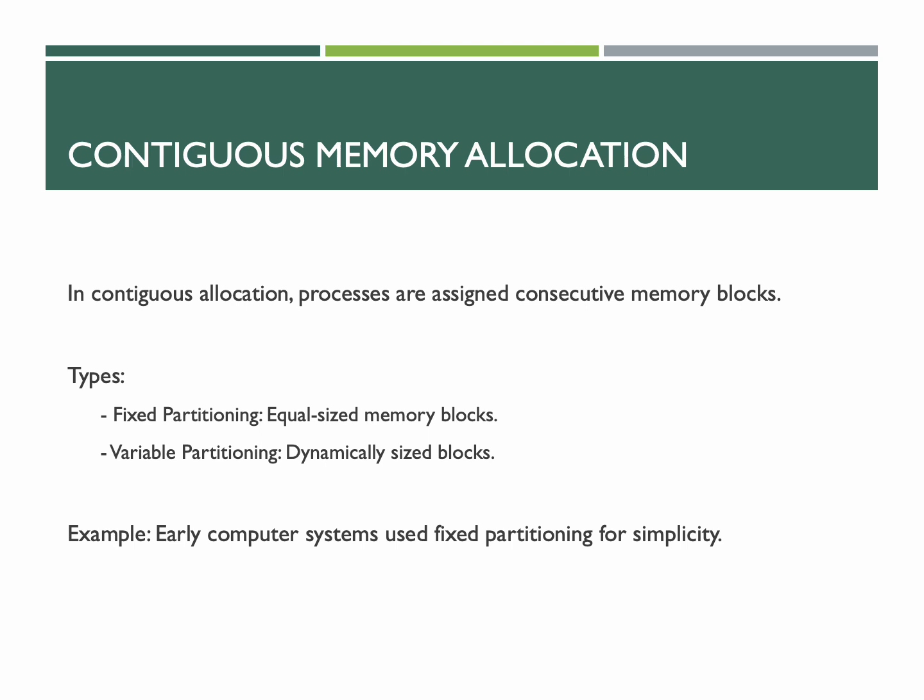So the first one, fixed partitioning. In this approach, memory is divided into equal sized blocks or partitions. Each process is assigned one block. This method is simple and was widely used in early computer systems. However, it can lead to wasted memory if the process size is smaller than the block.